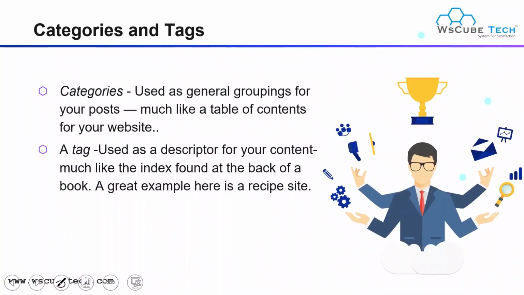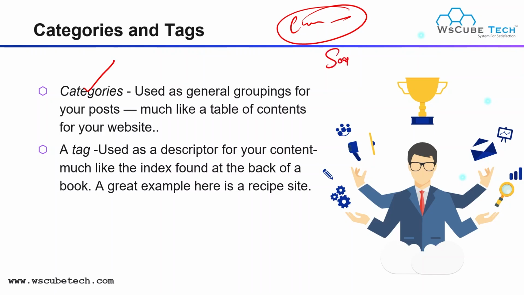So what basically are category and tags? Category is used as a general grouping of your posts, much like a table of contents for your website. Let's suppose you have an e-commerce website, and in your e-commerce website, categories are the category of any particular product. For example, if I'm saying soap is a category, then tag is basically what type of soap. If I'm saying Dove, so this is the soap here. For Dove, this is the tag, and soap is the category of this particular product.